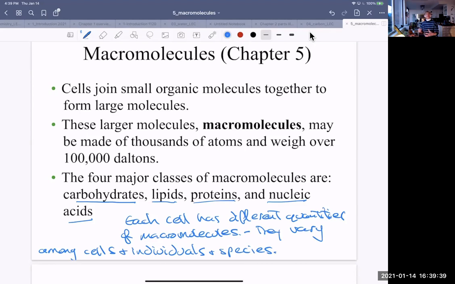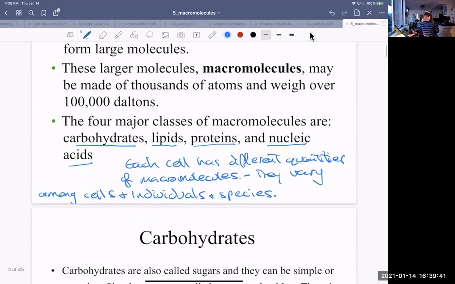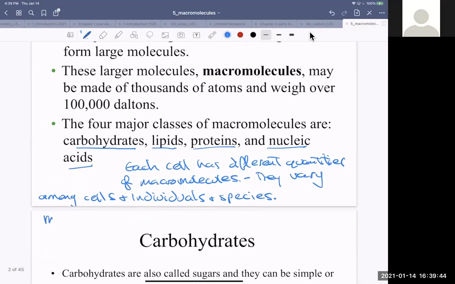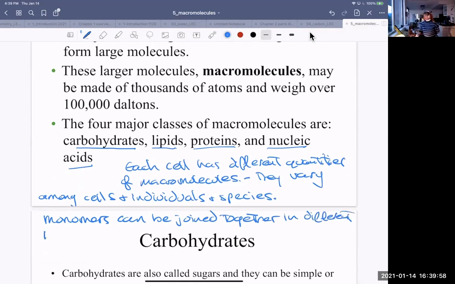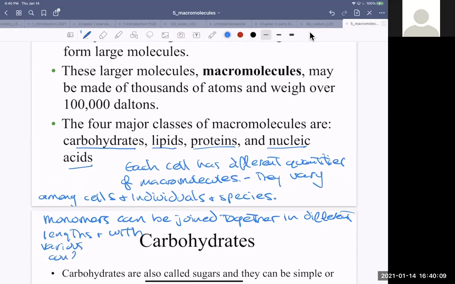Macromolecules are made of smaller molecules, which are collectively known as monomers. And they can be joined together in different lengths and with various configurations.